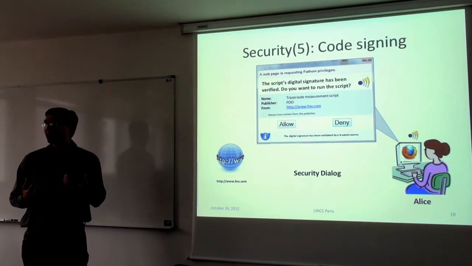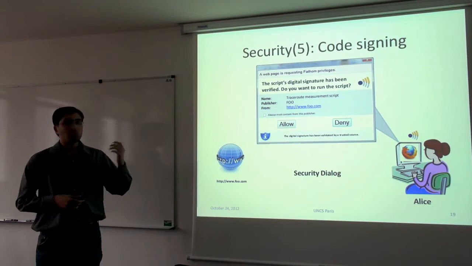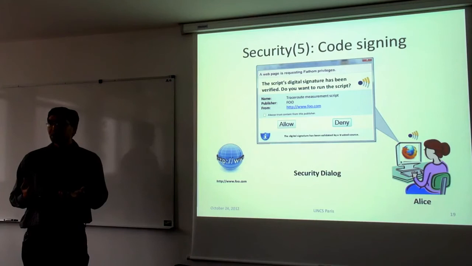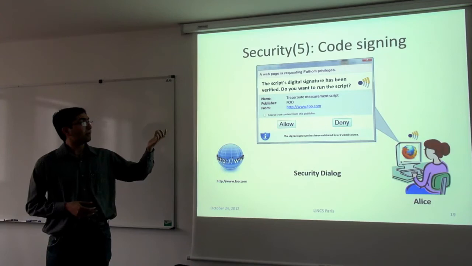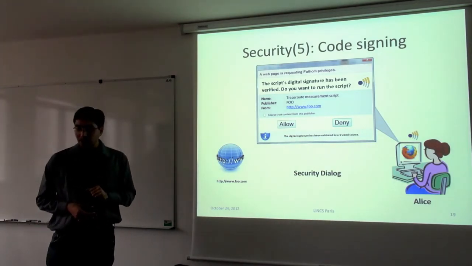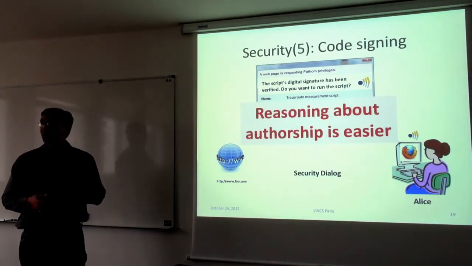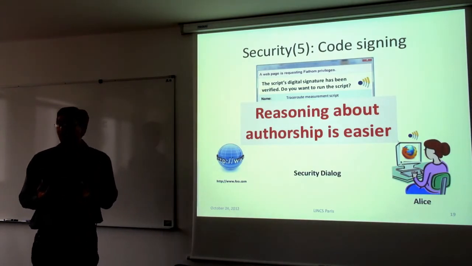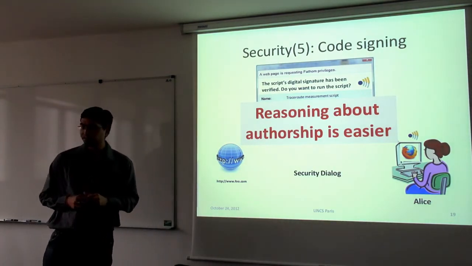This is very similar to the signed Java applets that are available these days. Fathom recommends that researchers and practitioners can use signed scripts, which can contain, say, the name of the script as well as the name of the publisher, thereby allowing end users to reason about authorship instead of script origin. And reasoning about authorship is far easier to do as compared to reasoning about the origin of the script.